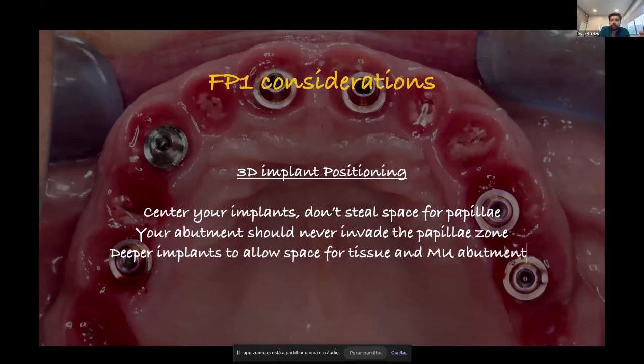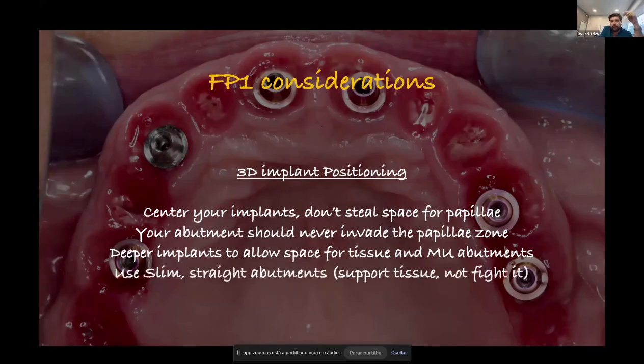And you should have deeper implants because you needed space to place an abutment, and then comes the tie bases or the metal frame for your zirconia reconstruction. So you need to deepen your implants, and you need space for those multi-units. So all of this space is no longer necessary. And you need to use slim, straight abutments, because you want to support the tissue and have space for it and not fight it and make it go away.